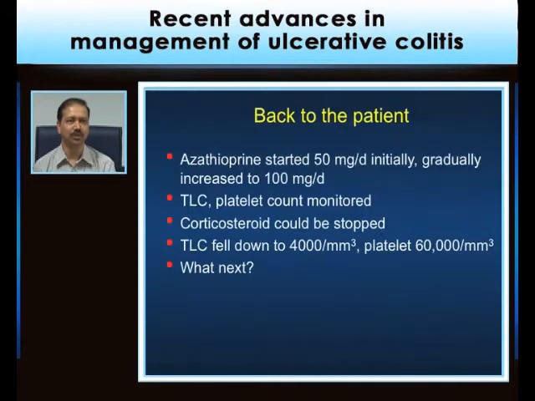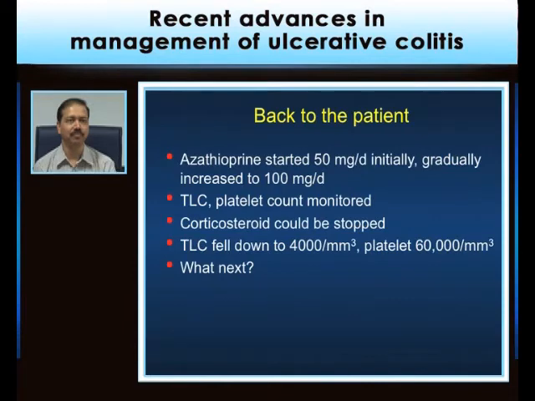Let us come back to this patient. She was started on azathioprine 50 mg per day initially, gradually increased to 100 mg per day. Her total leukocyte and platelet count was monitored initially every 2 weeks, subsequently every 1 to 2 months. Corticosteroid could be stopped, but while on azathioprine, her total leukocyte count fell down below 4000 per cubic millimeter. Platelet fell down to below 60,000 per cubic millimeter.